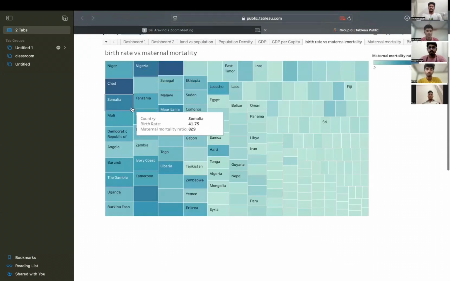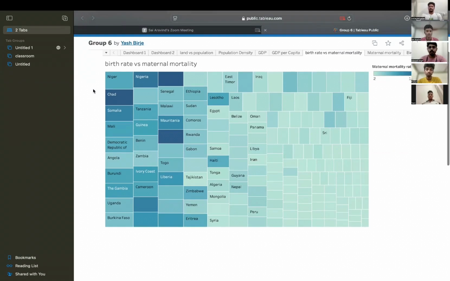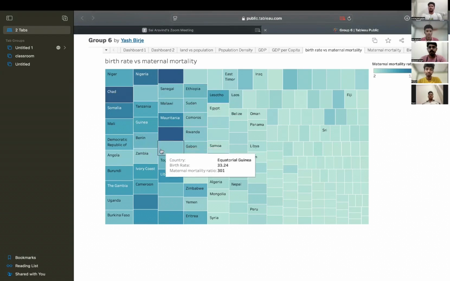So countries with a lower birth rate usually have lower maternal mortality. A better healthcare system, skilled medical professionals, and family planning contribute to lower maternal deaths. The objective of this analysis is to explore how birth rates correlate with maternal mortality rates in various countries, and how these factors might reflect healthcare quality, socioeconomic conditions, and access to maternal health services.